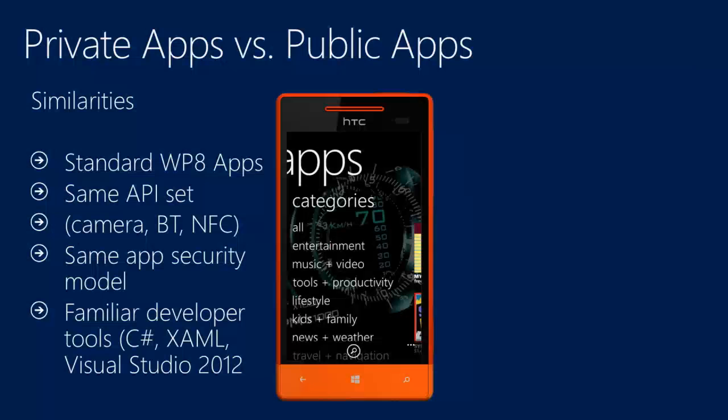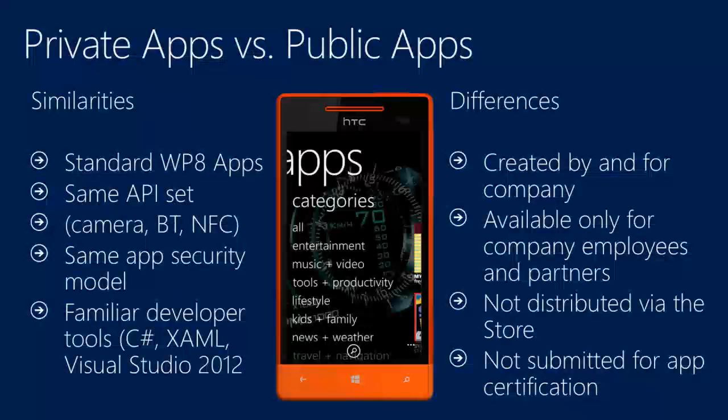The similarities between the two processes, between private and public, is they're both standard Windows Phone apps. They utilize the same API set, so camera, Bluetooth, NFC, all those functionalities. They utilize the same app security model and the same familiar developer tools. So you're basically developing your private apps and your public apps the same way.